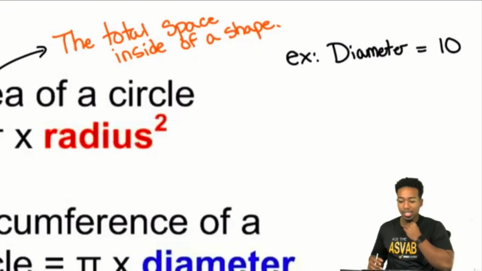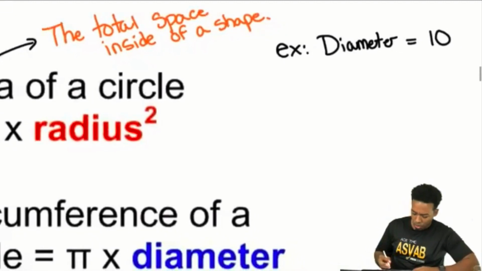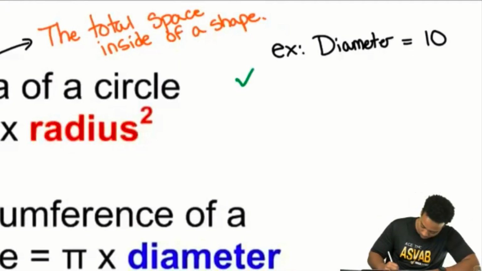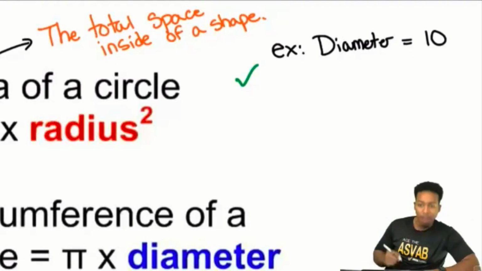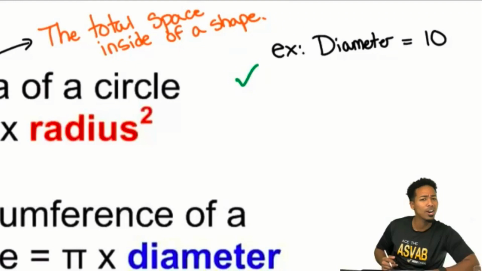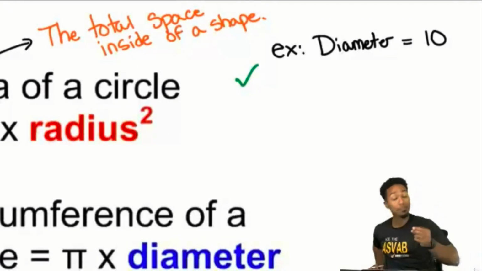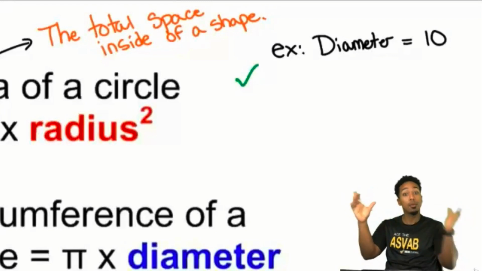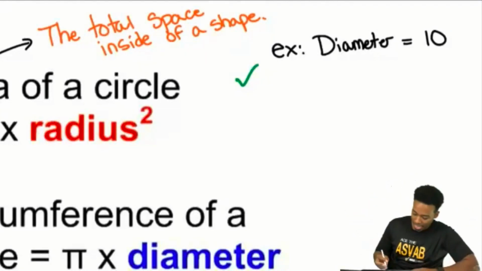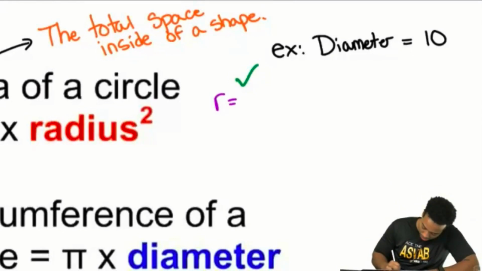So with that said, Jose, let's do it the correct way first. If the diameter is 10, hit me in the chat box: the radius is what? That's right. The radius is 5 because the diameter is double the radius. To go to the radius, you've got to cut it in half. So my radius equals 5.